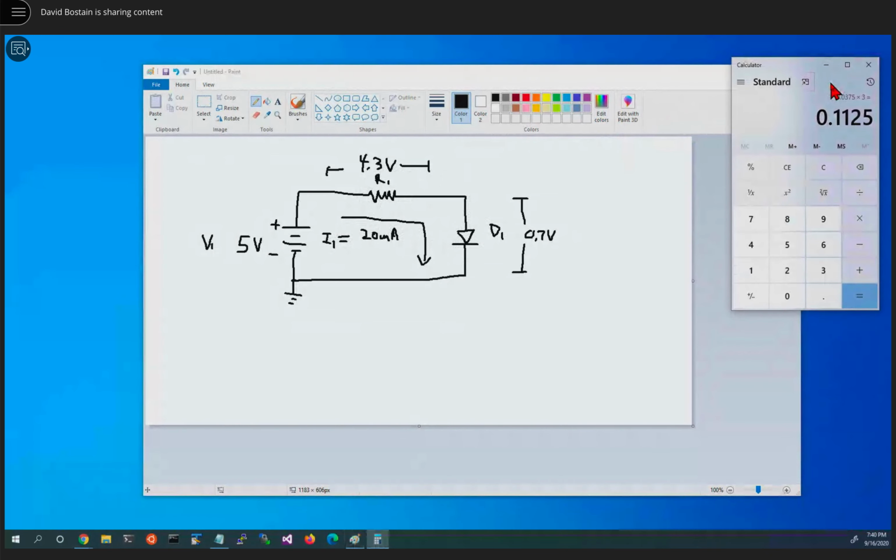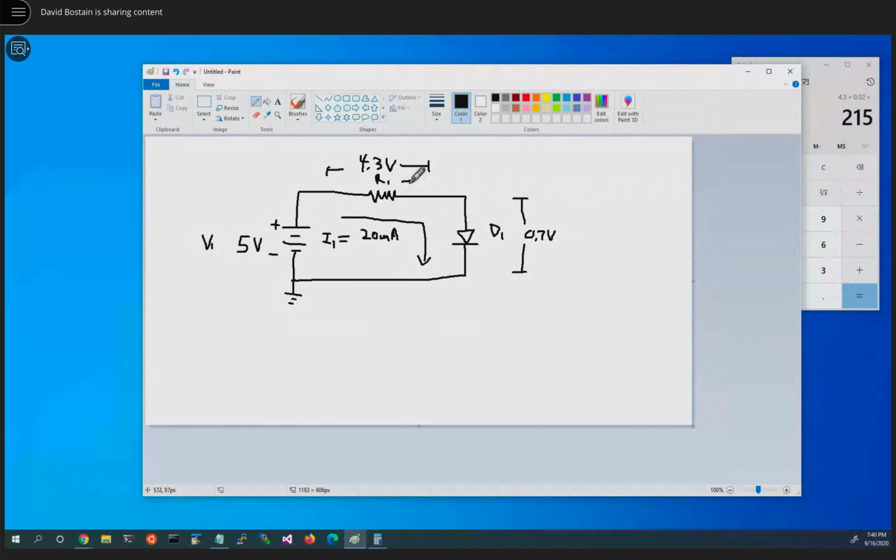To do that, we take Ohm's law. Ohm's law says that if we take the voltage, which is 4.3 volts, and we divide it by the current we want, which is 0.02, it's 20 milliamps, right? We'll find out we can get a 215 ohm resistor. And we can make our circuit operate exactly like we needed it to.